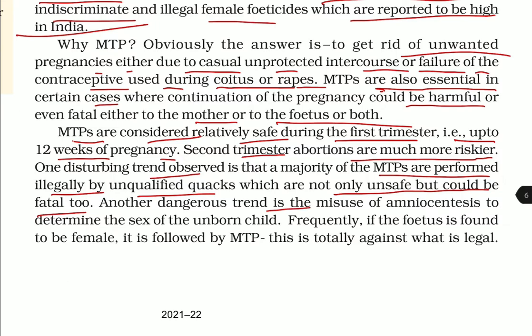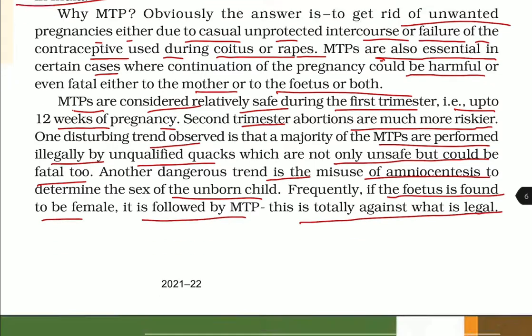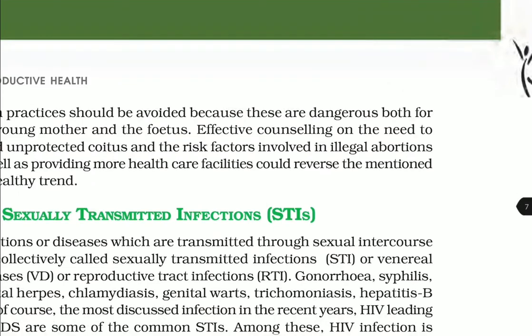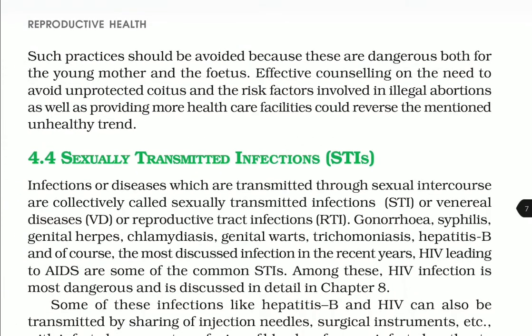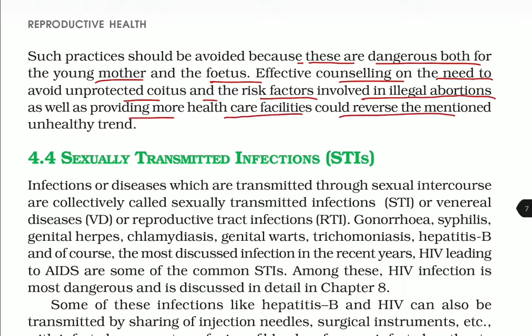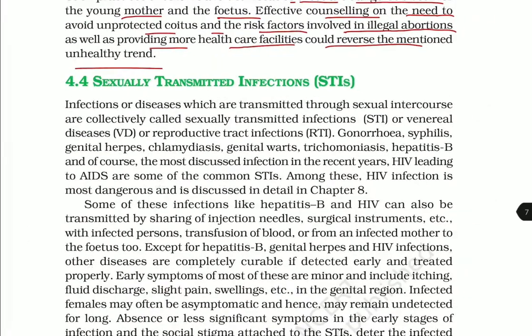Another dangerous trend is the misuse of amniocentesis to determine the sex of the unborn child. Frequently, if the fetus is found to be female, it is followed by MTP. This is totally against what is legal. Such practices should be avoided because they are dangerous both for the young mother and the fetus. Effective counseling on the need to avoid unprotected coitus and the risk factors involved in illegal abortion, as well as providing more health care facilities, could reverse the mentioned unhealthy trend.